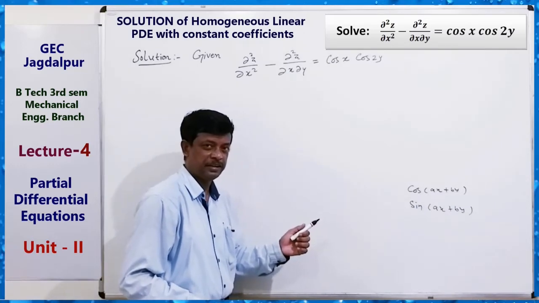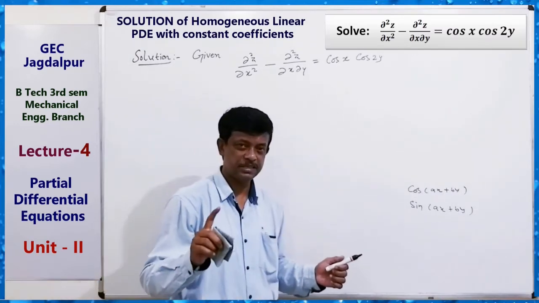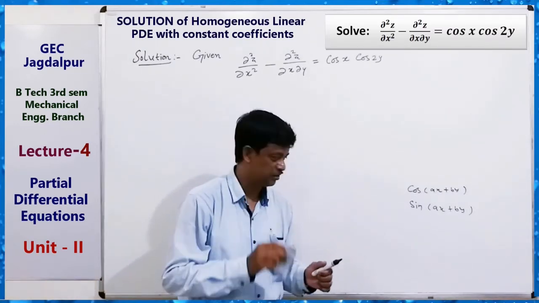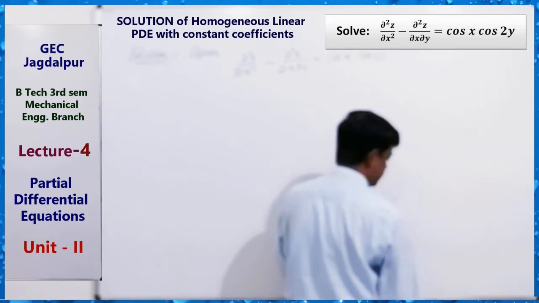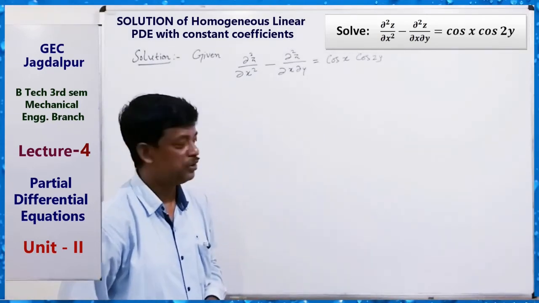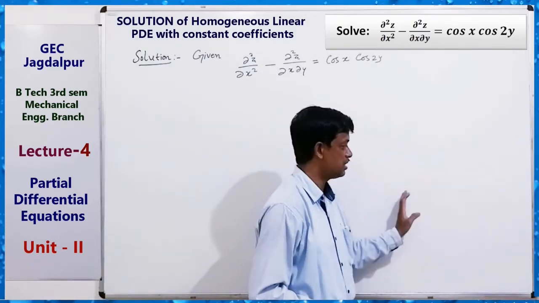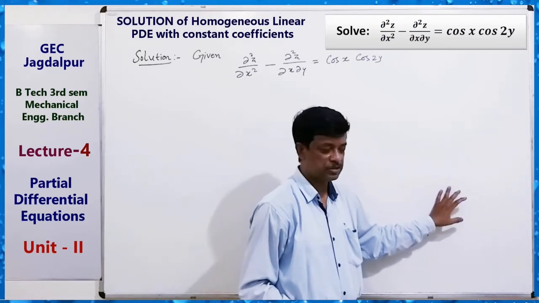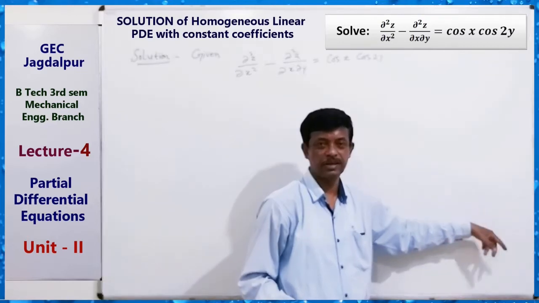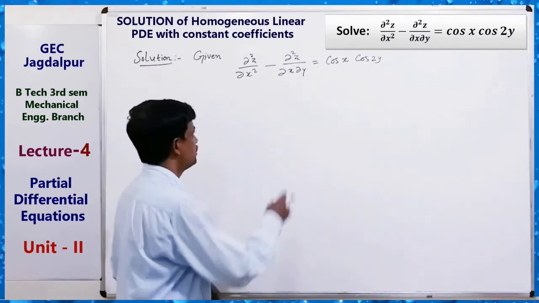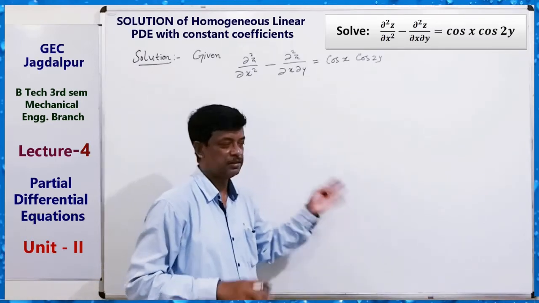By putting minus a square in place of D square, minus ab in place of DD dash, minus b square in place of D dash square. So we are trying to convert it in terms of this. We know by trigonometry there are formulas for cos a cos b, sin a sin b, cos a sin b, sin a cos b, where a product can be transferred to an addition or subtraction. So here we will use that formula and then we can get PI.